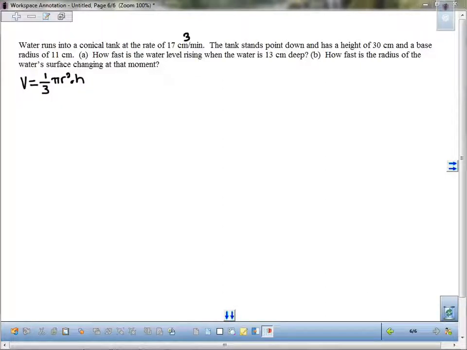For this problem, we're trying to find two things. We're trying to find how fast the water level is rising and how fast the radius of the water surface is changing at that moment. So first thing we're going to do is draw a picture.